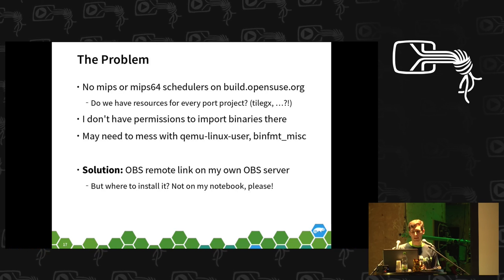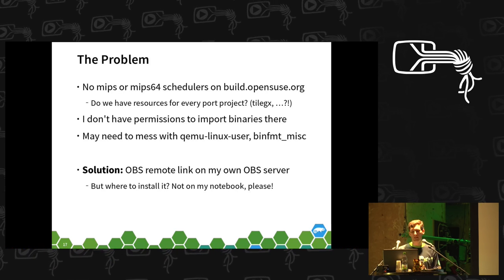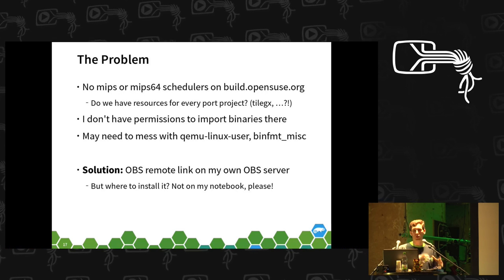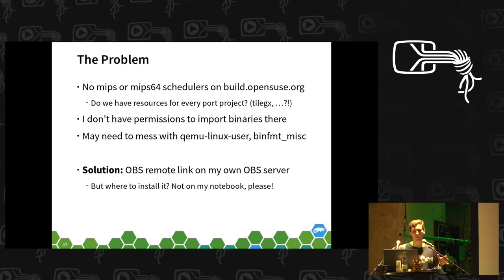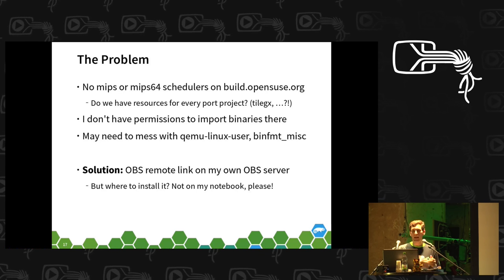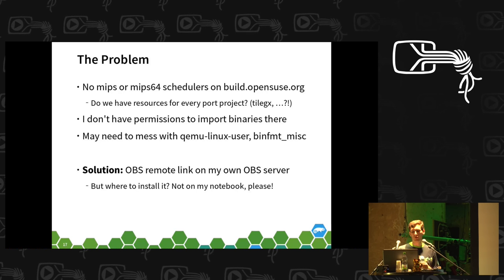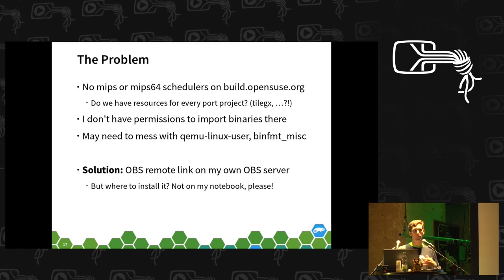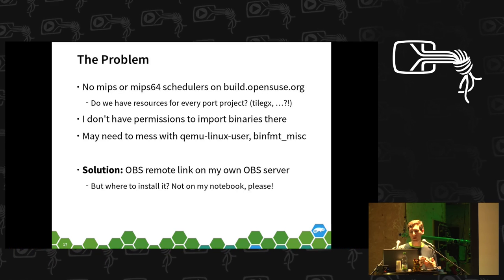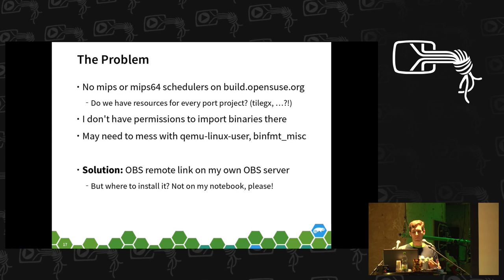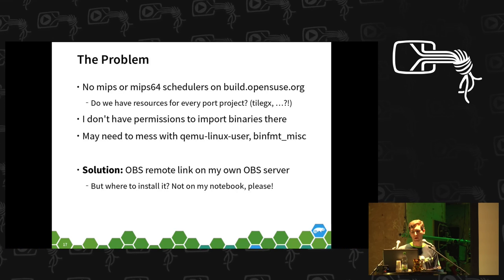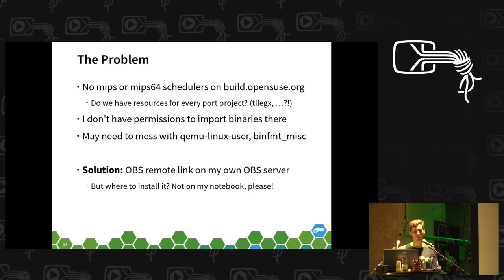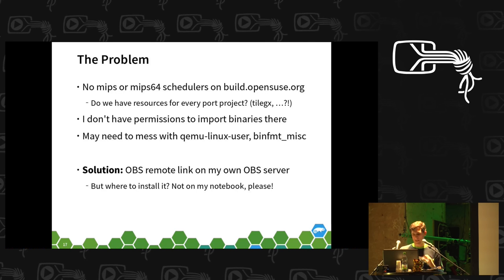There, of course, is a relatively easy solution. OBS has a feature called Remote Link, which allows you to take an OBS server of your own, install it wherever you are, not necessarily on the SUSE network, and connect it to the build.openSUSE.org instance, or more specifically, api.openSUSE.org, and have it obtain packages from there, monitor what check-ins are being done there, and automatically download all the sources and then do the building on your own hardware. That's the theory so far.